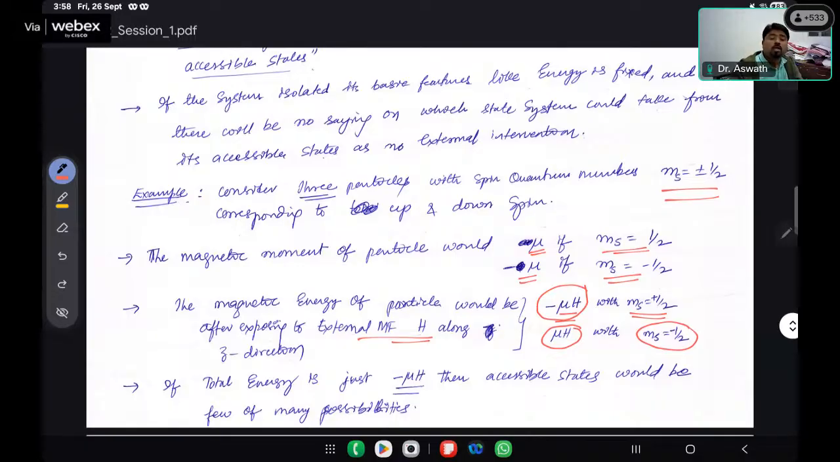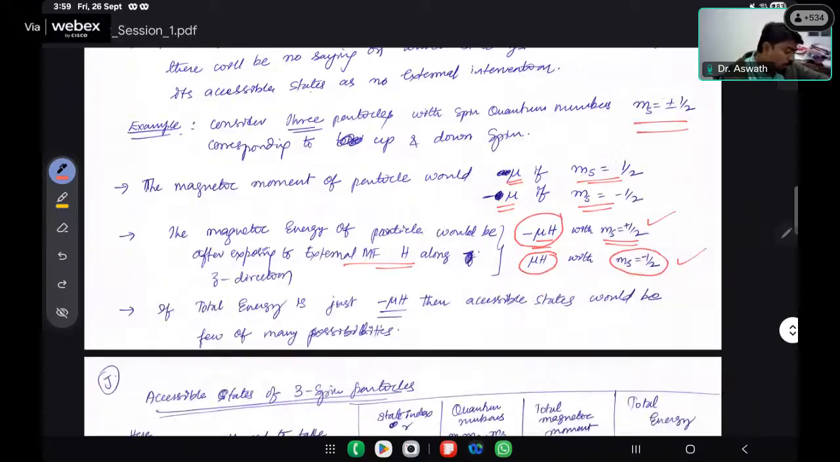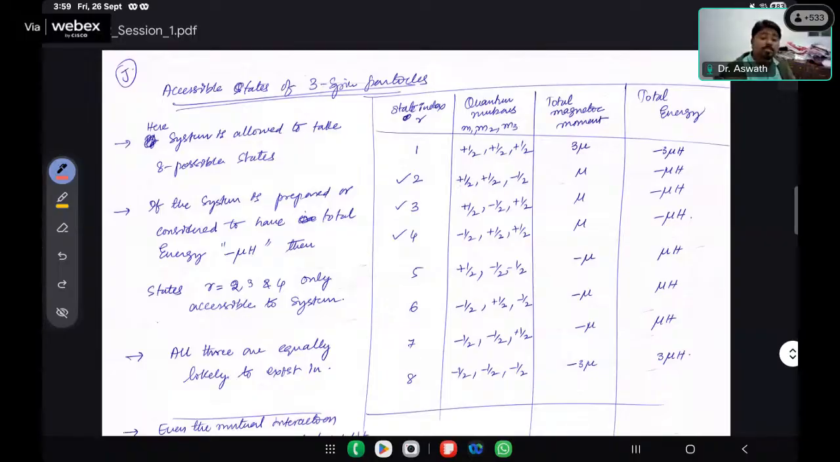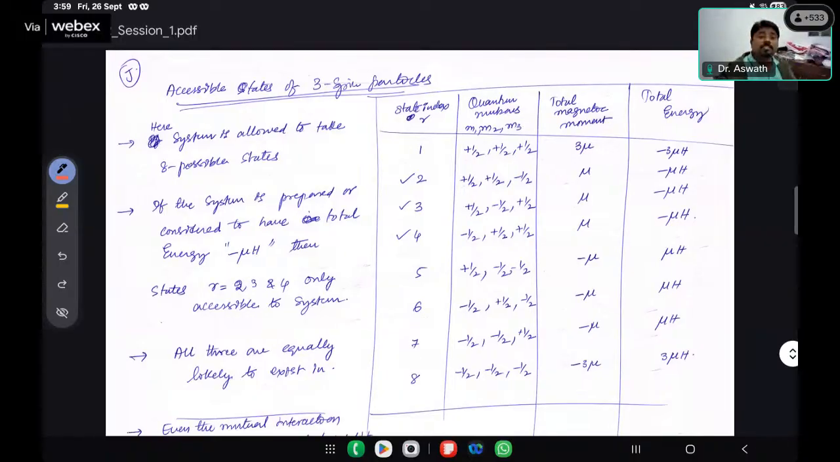So if the total energy is just mu H, then the accessible states would be a few of many possibilities. What are those few? It could be plus half and minus half. Now let's take a collection of a few systems. This table will explain the various accessible states for a given combination of systems. Carefully look here. I will quickly describe this.